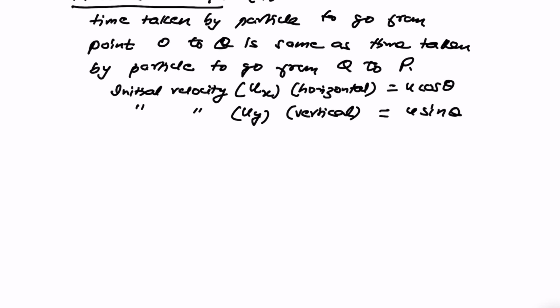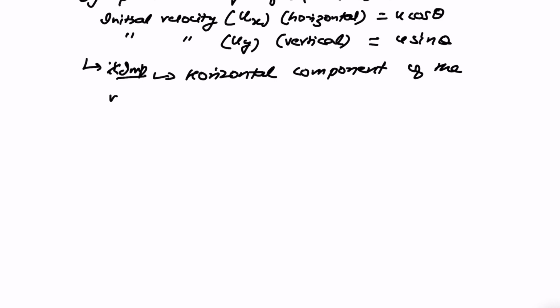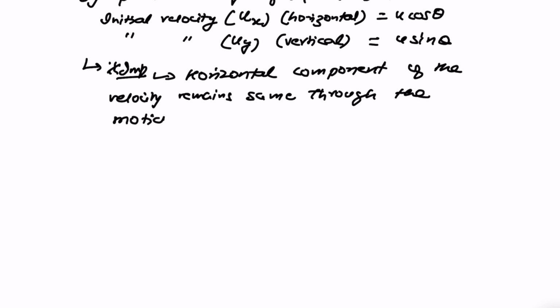That is very important to be noted in projectile motion. This is an important point: the horizontal component of velocity will remain the same throughout the motion. That is, the u cos theta component will remain the same throughout the motion. The vertical component will however change.